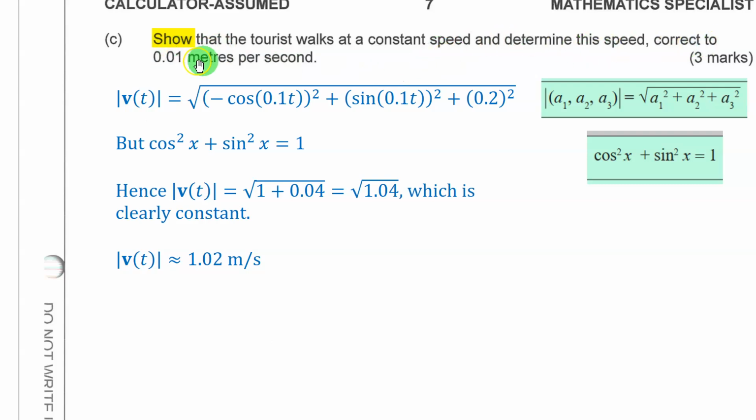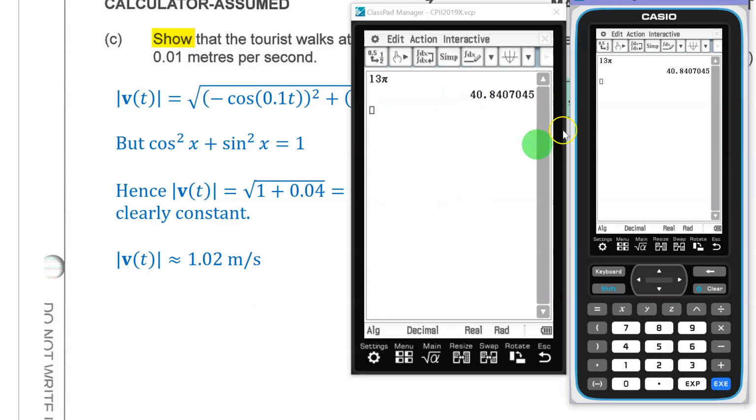Determine the speed correct to 0.01 meters per second. We need to square root 1.04. Here we go, a shift power of 1.04. We could probably leave it, if we did this in standard mode, we get root 26 on 5. If we do it again in decimal mode, we get 1.02 to the nearest 0.01 meter per second. Either of those, I'm pretty sure, would get you full marks.